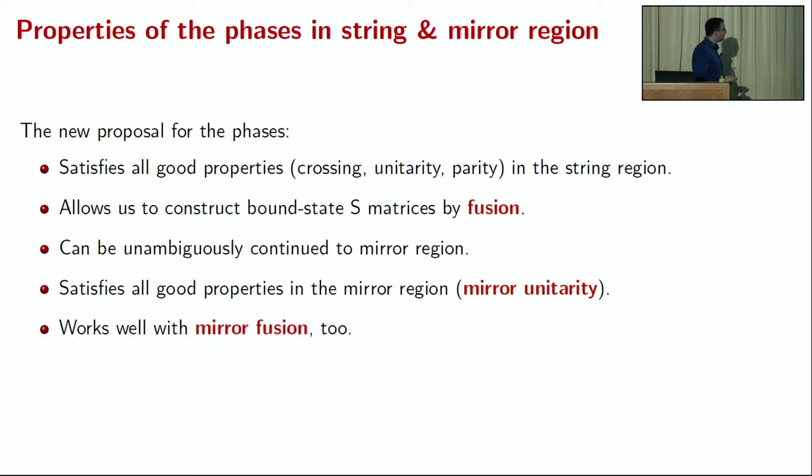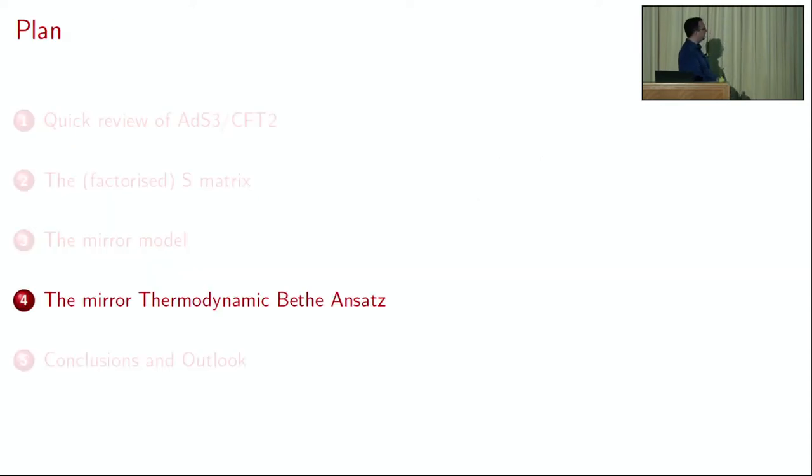And finally, we can also do fusion in the mirror theory to get the bound states of the mirror theory, and that also works. So now we have our mirror theory with bound states and all, and we can do the TBA, which is what I will do next, unless there are questions.